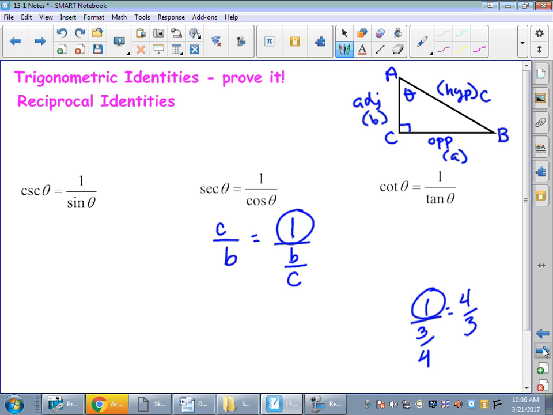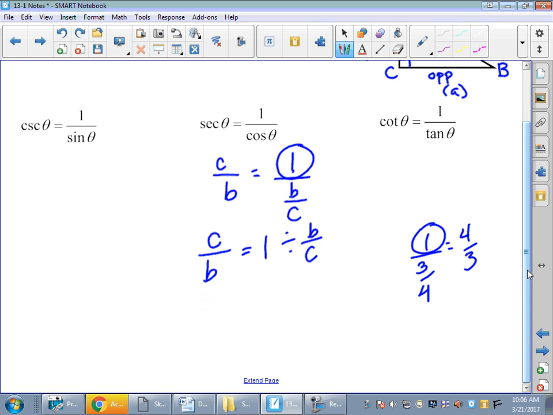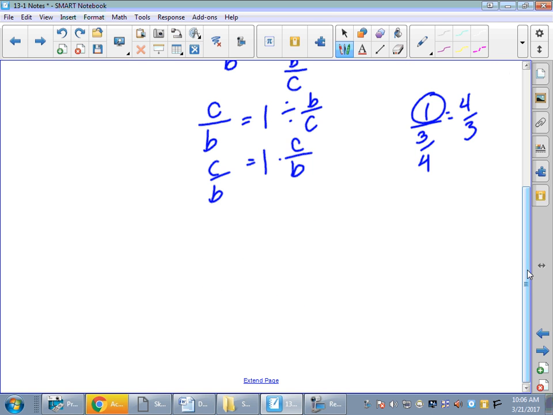Another thing we could do is divide 1 by b over c. So the left side stays by itself, and I can rewrite this complex fraction as a division problem instead. 1 divided by b over c means we change it to multiplying by the reciprocal, c over b, and 1 times c over b is equivalent to c over b, always. And so the math calculates and says a number equals itself. That's true always. So I'll leave the other two alone.